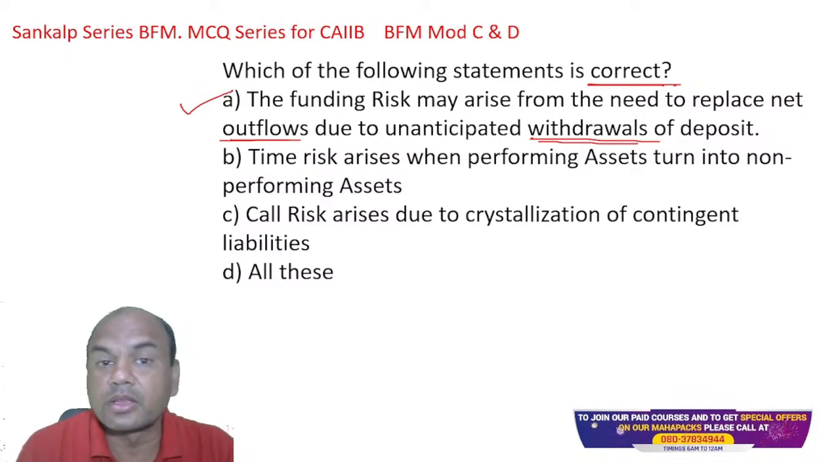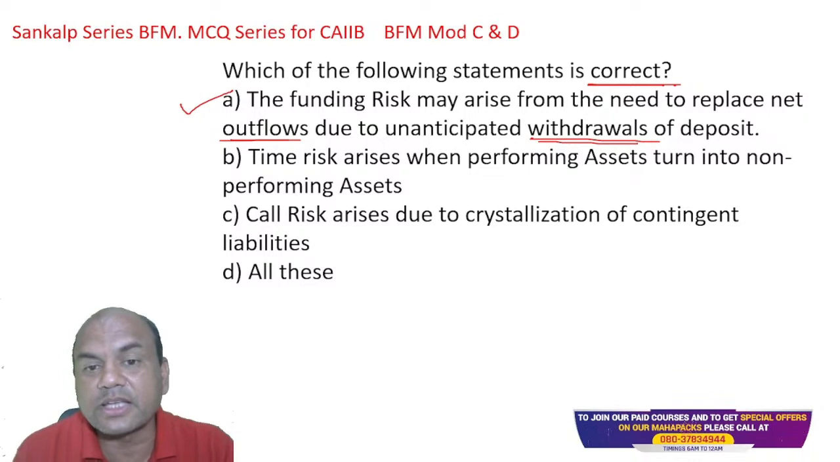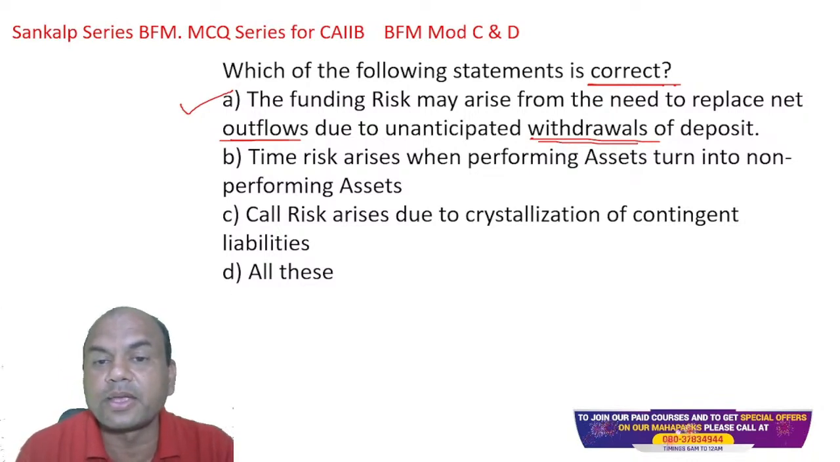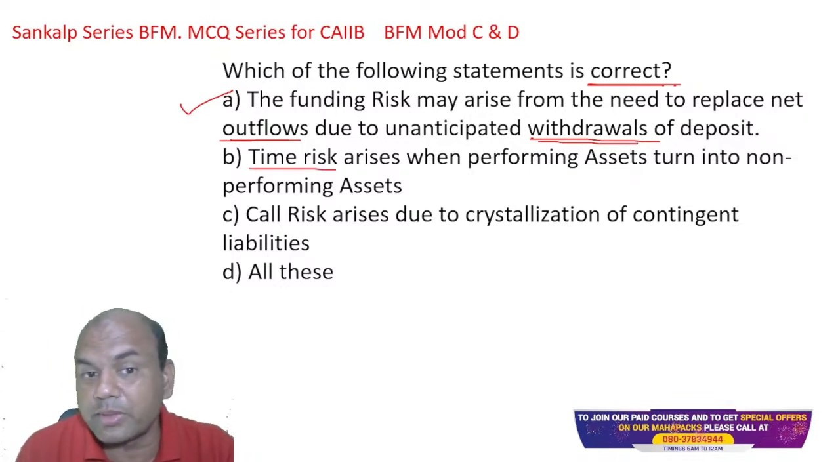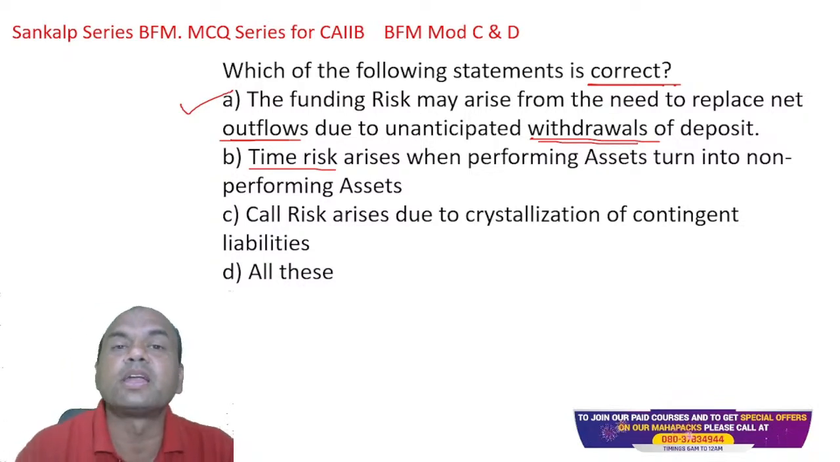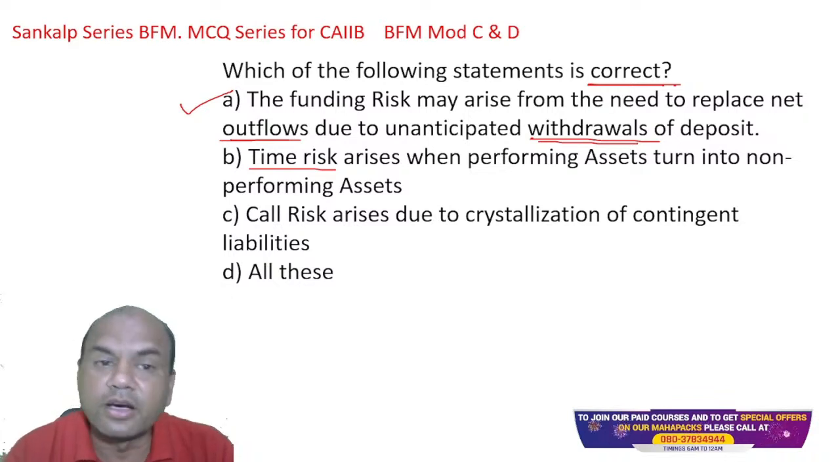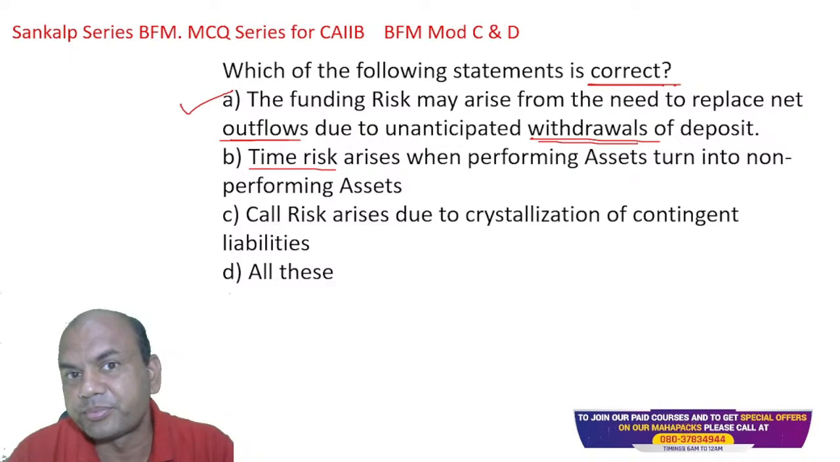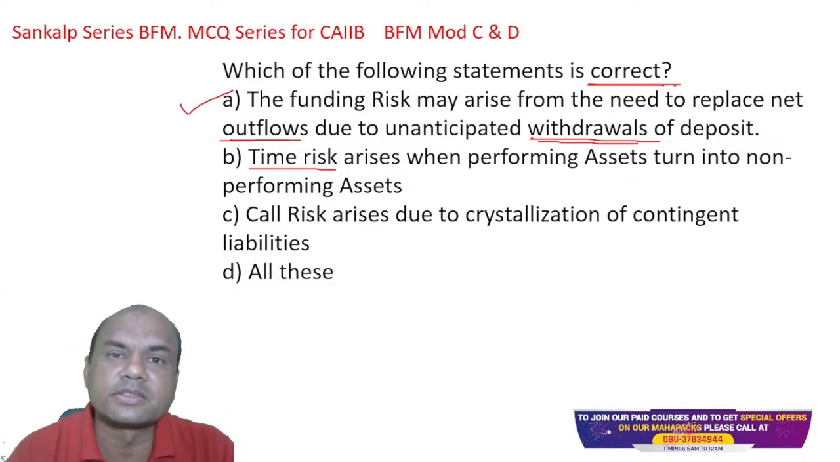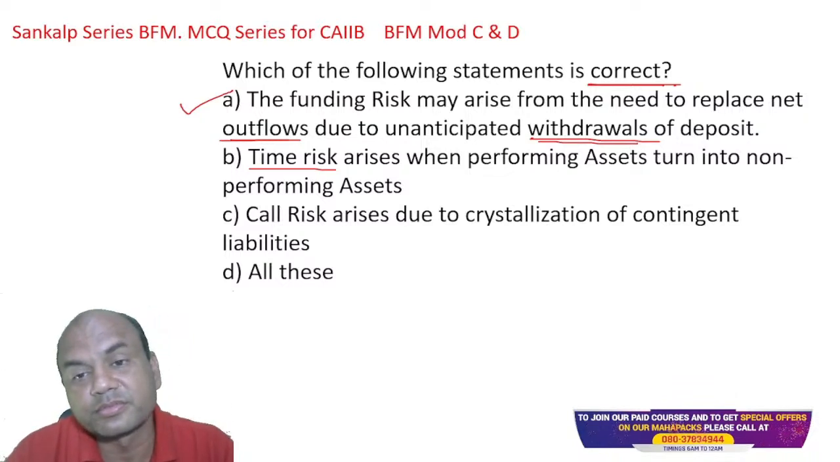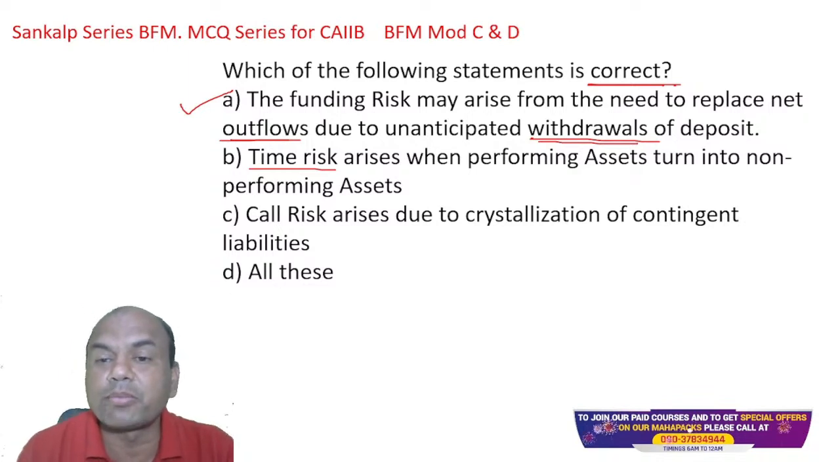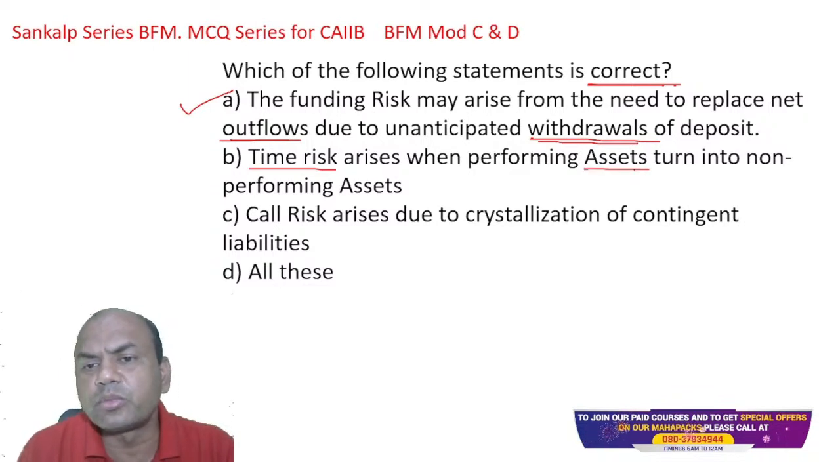Now I want the answer from your side. Time risk arises when the performing asset turns into NPA. Is this true? What is time risk? Let me explain, but I won't answer whether B is correct or not. That is what you should answer. Time risk is a part of liquidity risk, where I don't get money on time to pay my liabilities. Now tell me whether B is right or not. When my performing asset becomes NPA, I won't get the interest that the loan was going to give me.